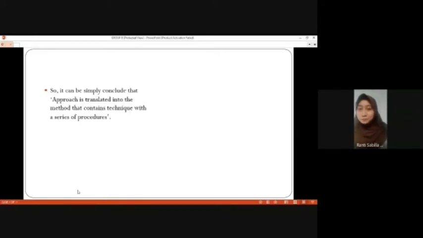So it can simply be concluded that approach is translated into the method that contains technique with a series of procedures.